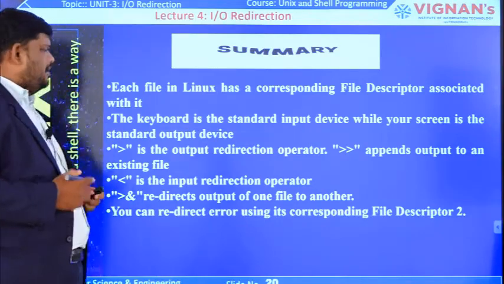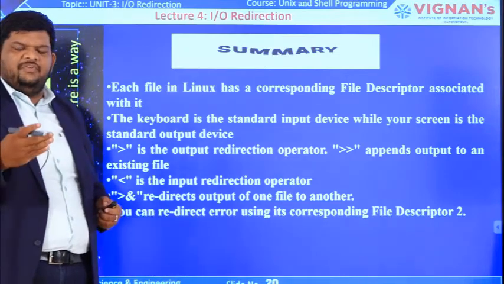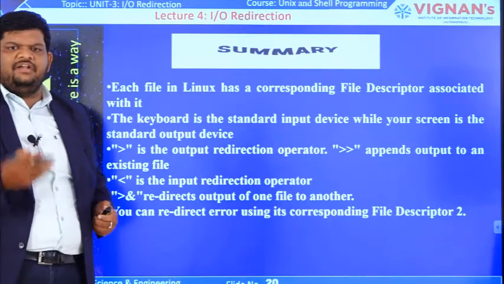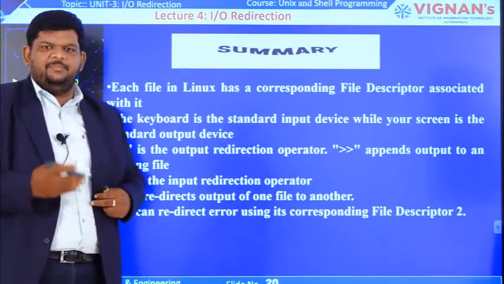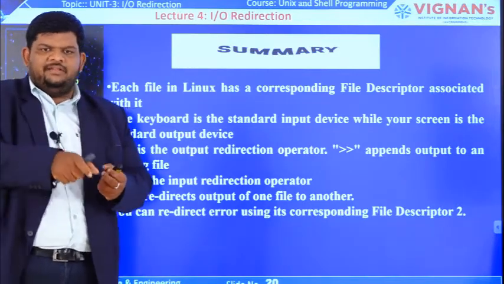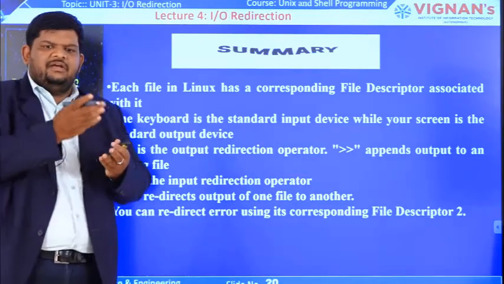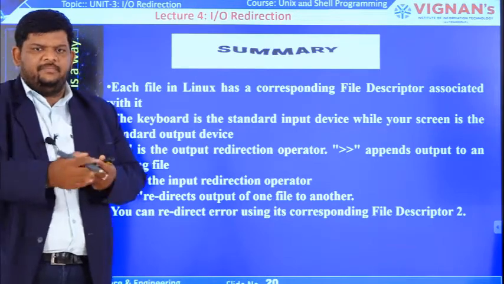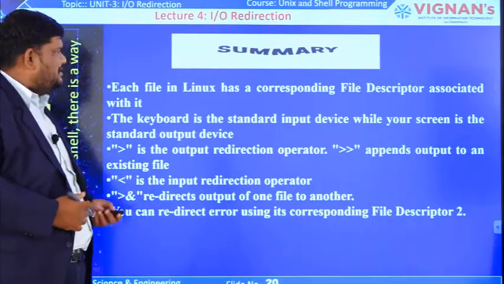Now we've seen why we need redirection. If you want to redirect the output, the input, or the error, definitely we need redirection. The less than symbol indicates input redirection. Rather than the keyboard, we provide the input from a file, and that is known as input redirection. Output redirection means the output is redirected to a file rather than to the monitor. Like that, we can redirect the error also. So these are the topics we discussed.